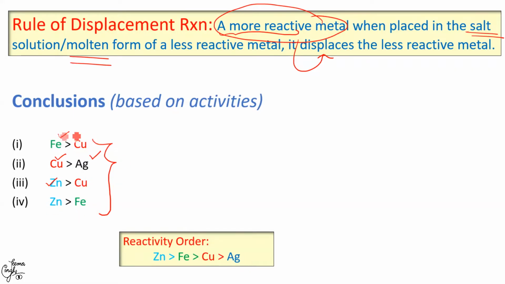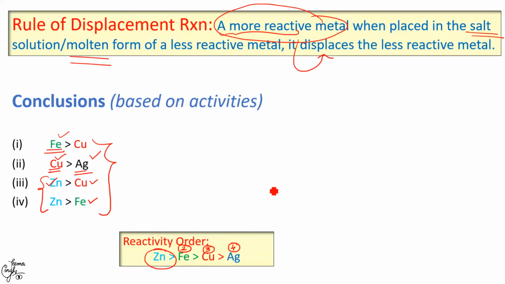We see here zinc displaces both copper and iron, right? So zinc will find the first place. It displaces both iron and copper. But out of iron and copper, who displaces whom? We see iron displaces copper. So iron is placed at number 2. Now the remaining are copper and silver. We see copper displaces silver. So copper occupies number 3 and the last spot goes to silver.